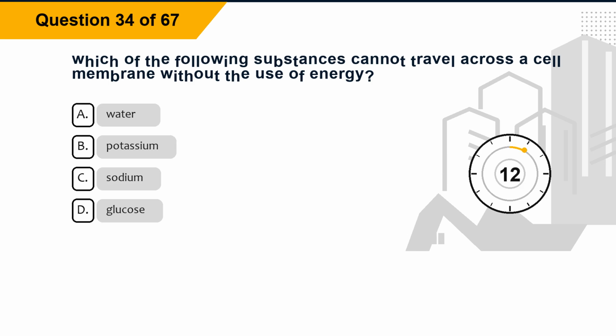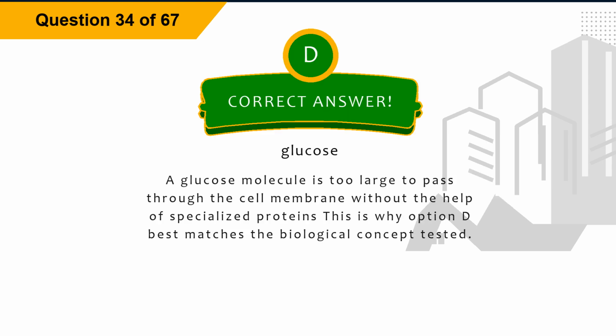Question 34. Which of the following substances cannot travel across a cell membrane without the use of energy? Option A, water. Option B, potassium. Option C, sodium. Option D, glucose. The correct answer is option D, glucose.